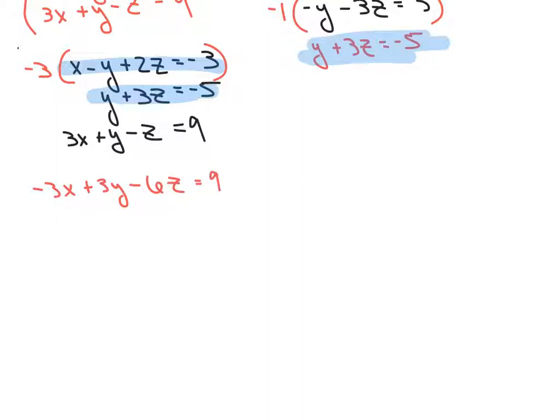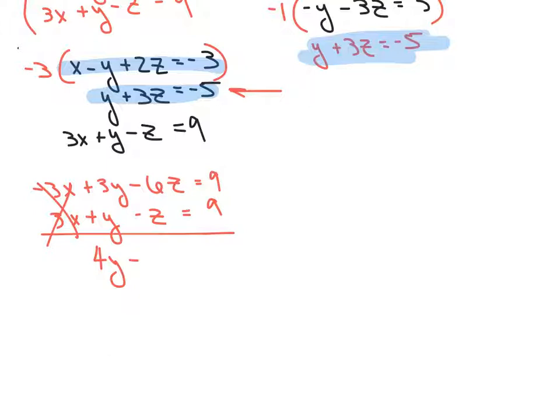Okay. And we're going to not even worry about that right now. We're going to put the third one down here. And we're going to add, those go away. We get 4y minus 7z equals 18. Okay, so what do we have so far?